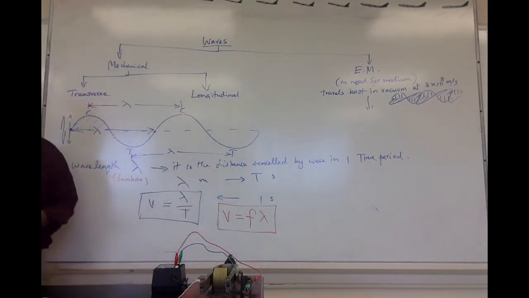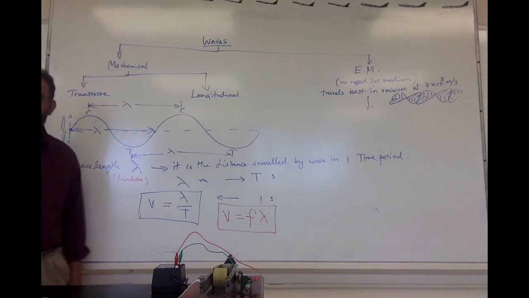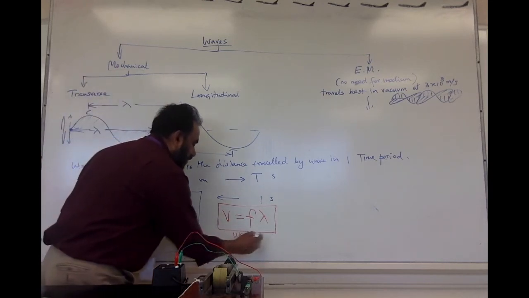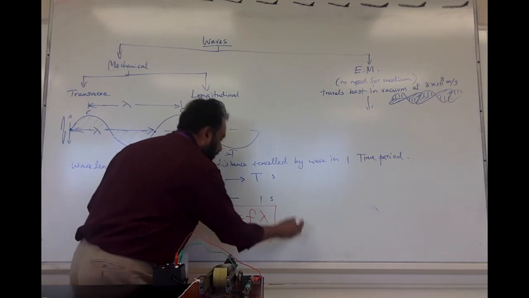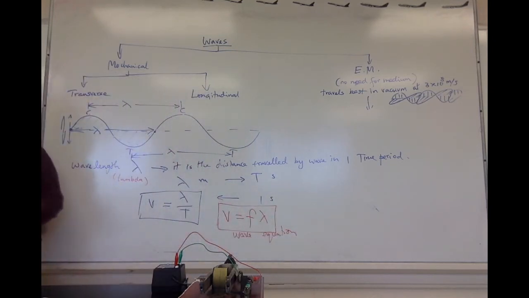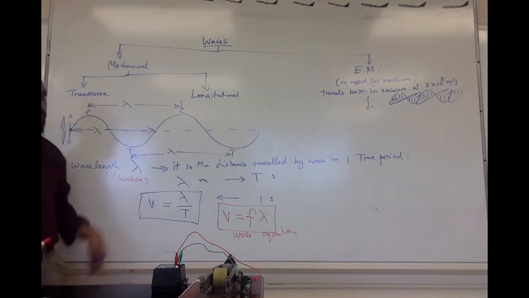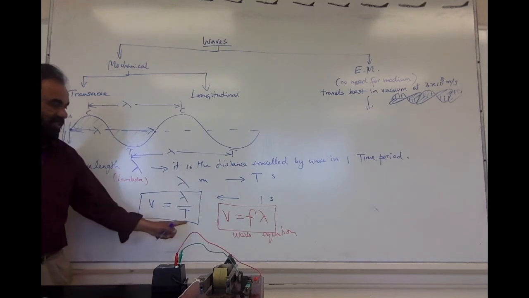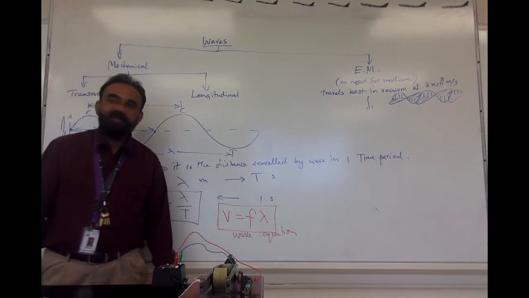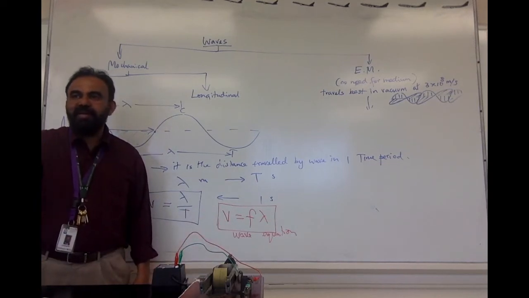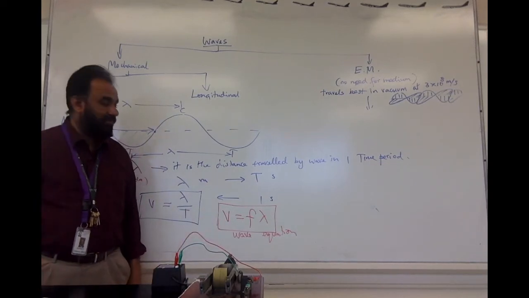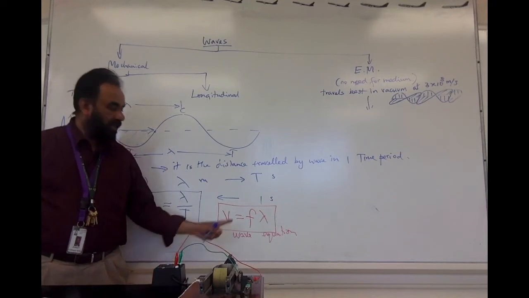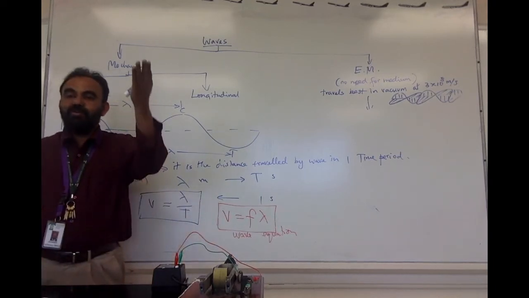This is a well-known equation in waves. This is called the wave equation. And this is true for any waves, whether it's light waves or sound waves or mechanical waves or any waves, this is true. Velocity is frequency times lambda. And velocity of a wave depends on the medium. But frequency and lambda are inversely proportional. When one goes up, the other goes down.